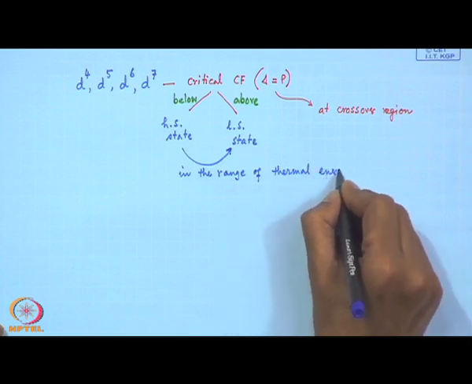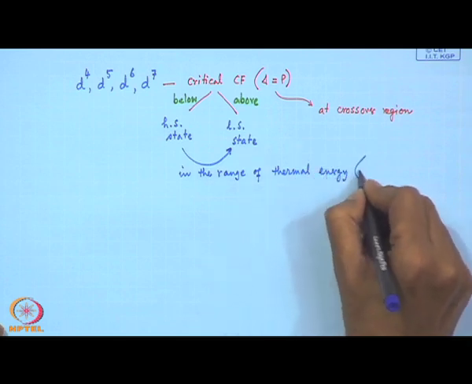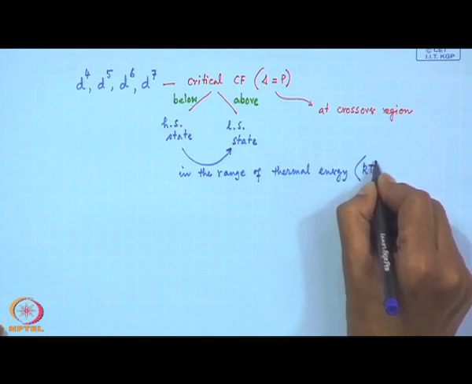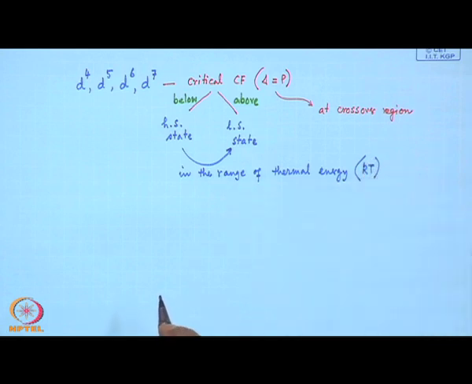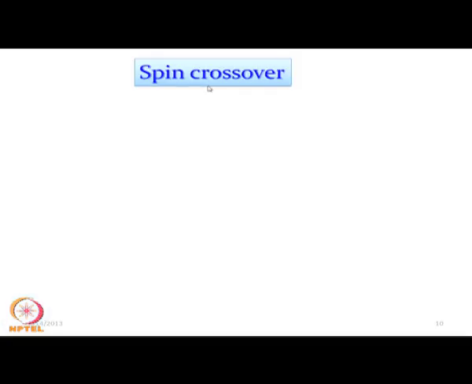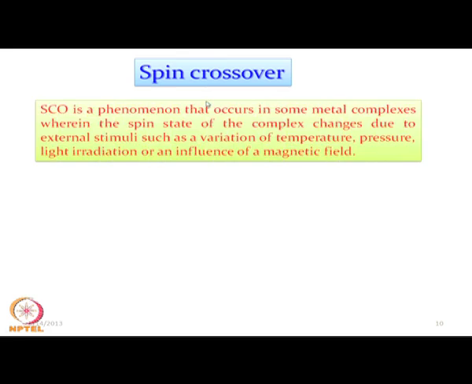In the range of thermal energy, which is nothing but kT. So, how we get this thermal energy to change over from one particular form to the other, that we will find in case of the spin crossover. So, this spin crossover situation we have, this can be abbreviated as SCO.